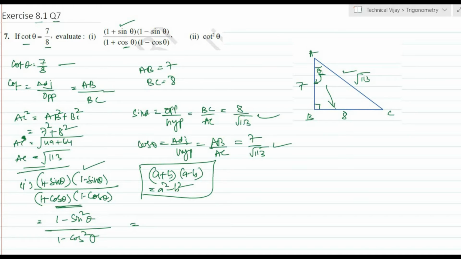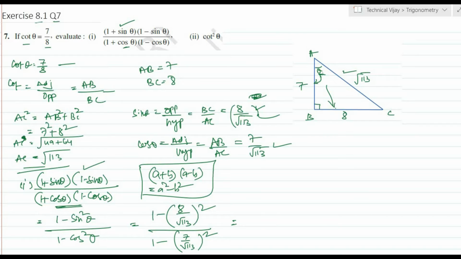Sin theta whole square is what they are asking. So 1 minus sin square theta, where sin theta squared is 8 divided by root 113, squared. Then 1 minus cos square theta, where cos theta is 7 divided by root 113, squared.